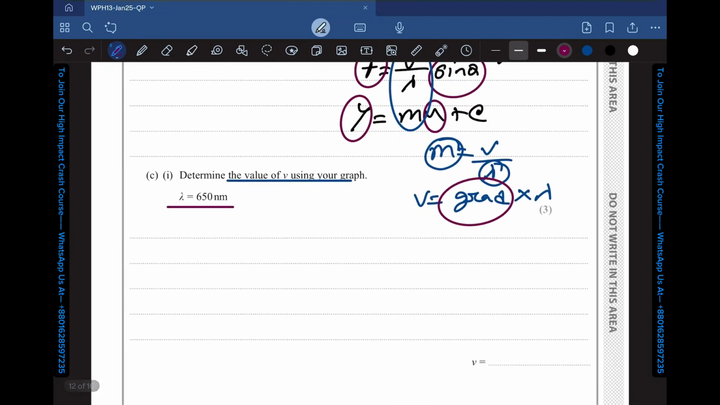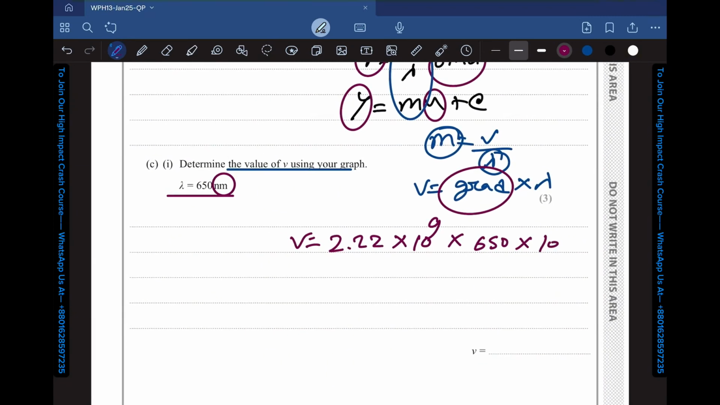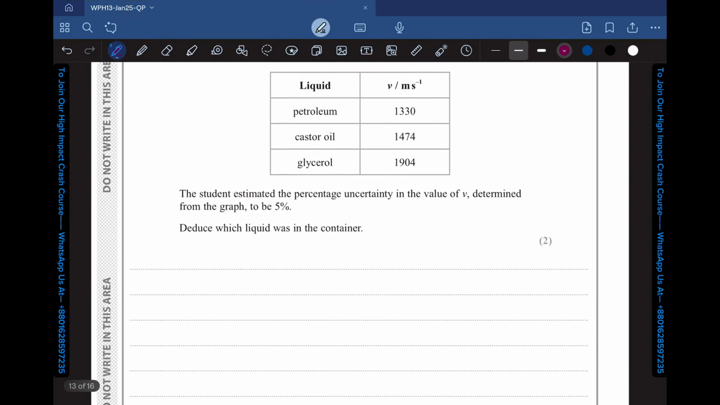Now while figuring out the v value, I will also have to convert this nanometer into meter. So my v is equal to 2.22 into 10 to the power 9 into 650 into 10 to the power minus 9. So our value of velocity is going to be 1430 m s minus 1. So don't forget to write it here. Okay, writing the answer in the answer sheet is very important.